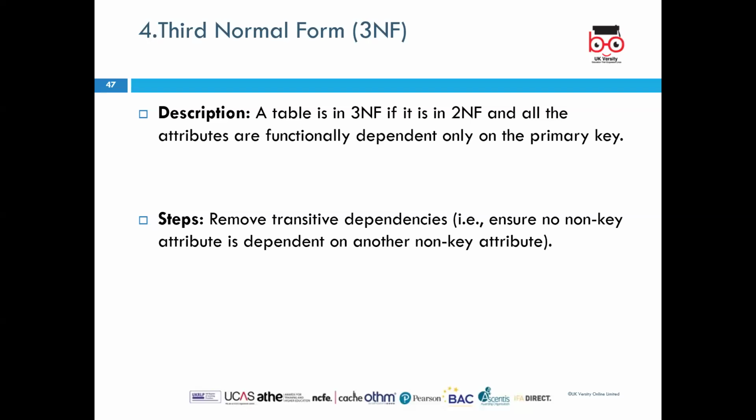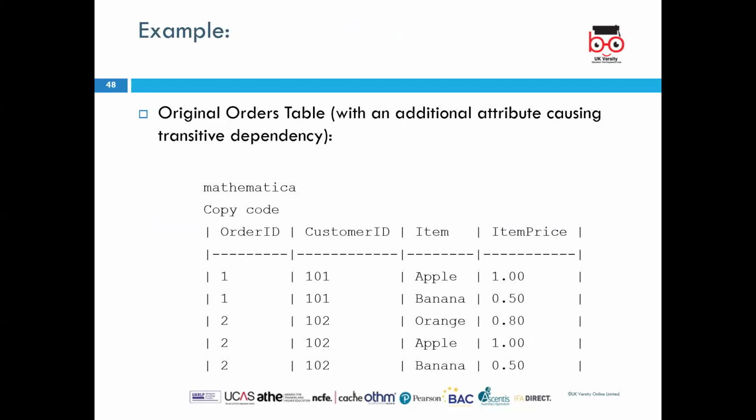Thirdly, we have third normal form. A table is in third normal form if it is in second normal form and all the attributes are functionally dependent only on the primary key. So again, we're breaking into another smaller group. Now it's going to remove transitive dependencies, to ensure that no non-key attribute is dependent on another non-key attribute. Here are examples of them.